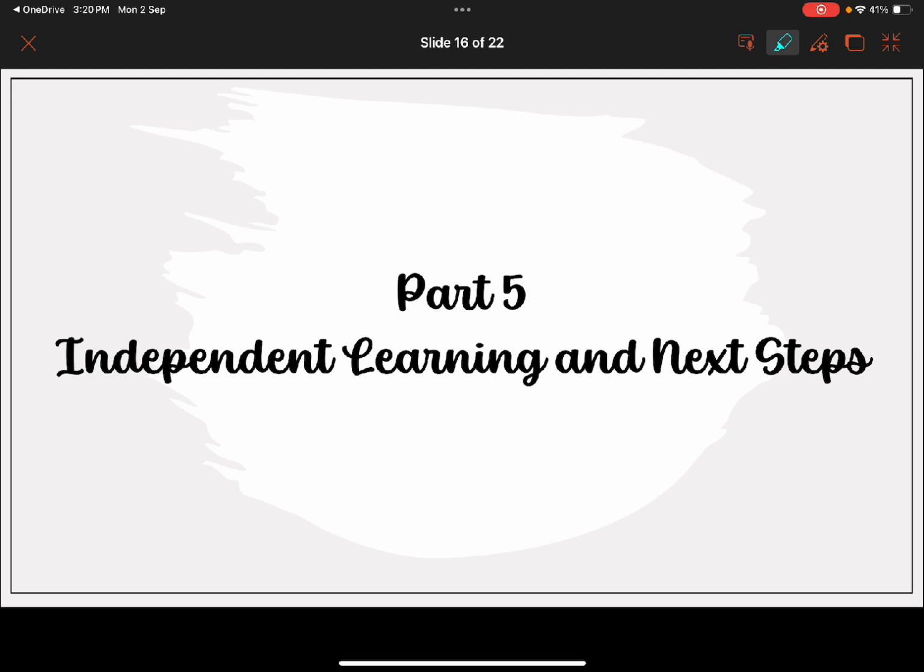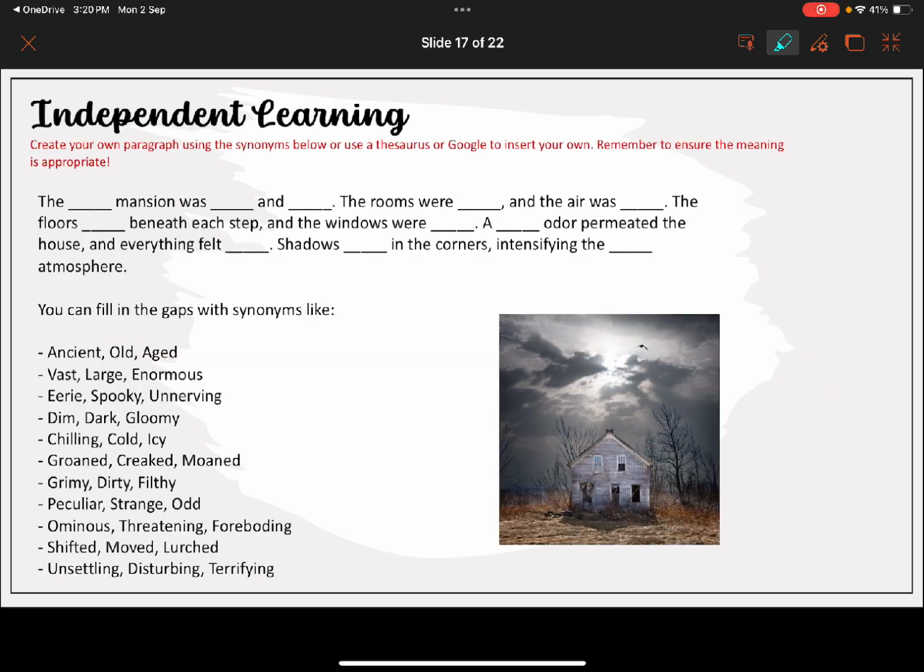Now, we're nearly at the end. So for part 5, which is your independent learning and next steps, I'm just going to go through what your practice is for this week. This week, I would like you to create your own paragraph using the synonyms that are listed on the PDF sheet. Or you could use a thesaurus or Google to insert your own, but if you do that, please make sure the meaning is appropriate.